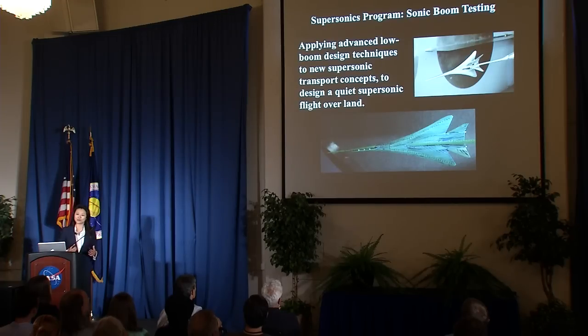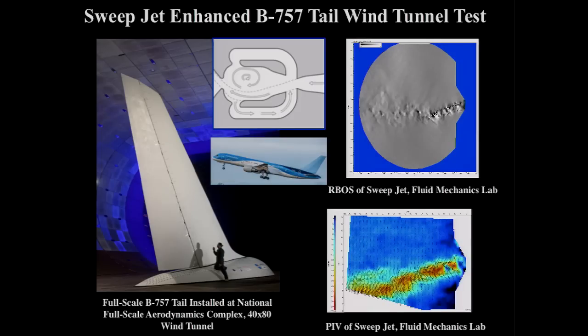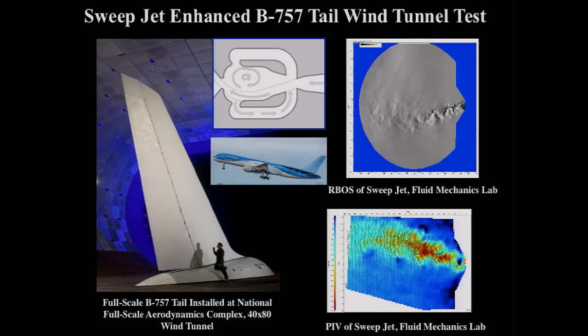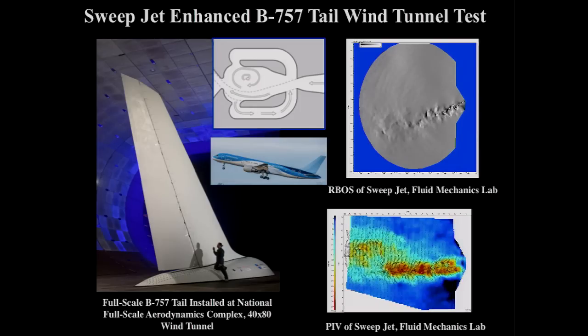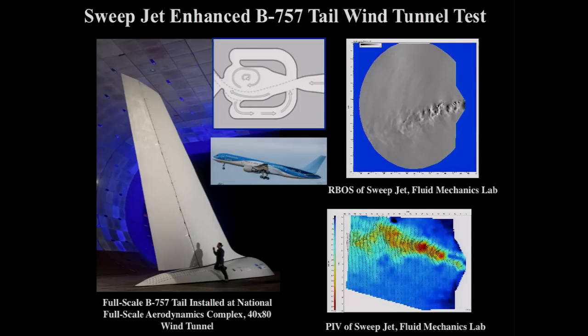So what about subsonic planes? What have we done for those instead of supersonic planes? Well, we've actually done a lot of work to make planes more efficient, part of the Environmentally Responsible Aviation program here at Ames. One technique that we developed is called the sweeping jet. Right now, what you're seeing is the 40 by 80 wind tunnel with a full-size Boeing 757 tail installed. So these sweeping jets right here that you see have no moving parts, and about 30 of them are installed on these hinges, which provides us flow control.